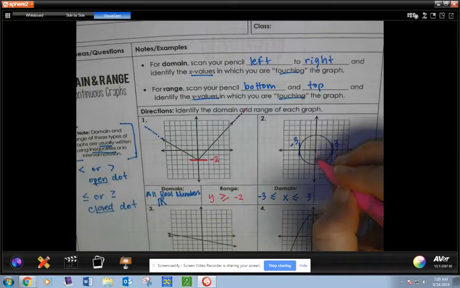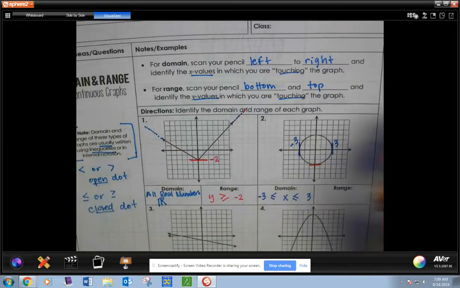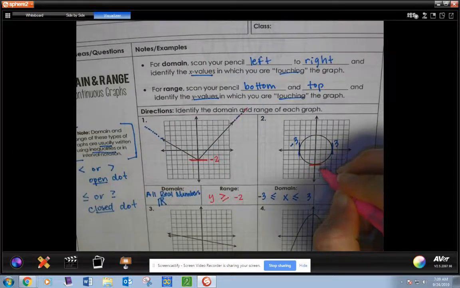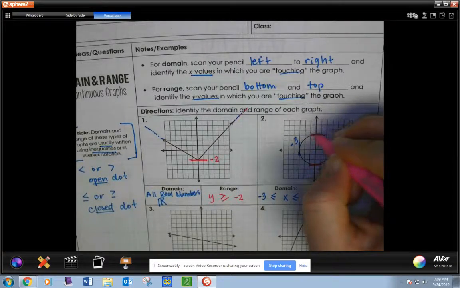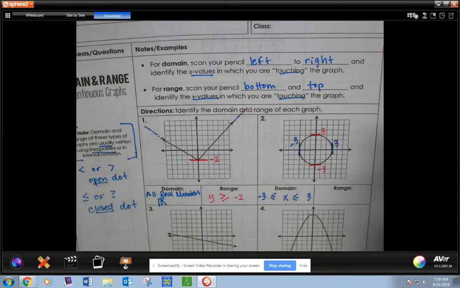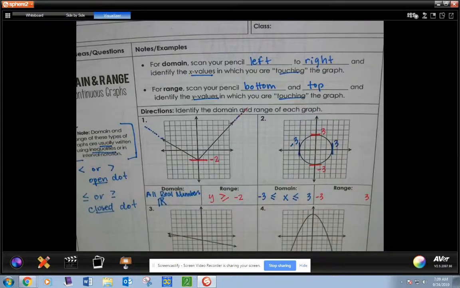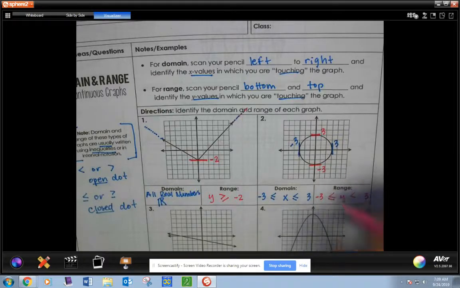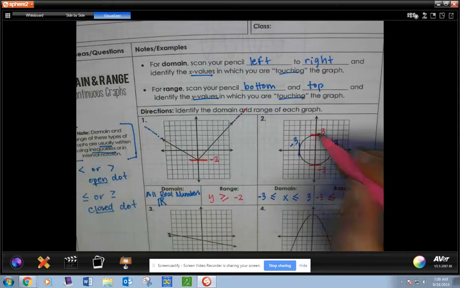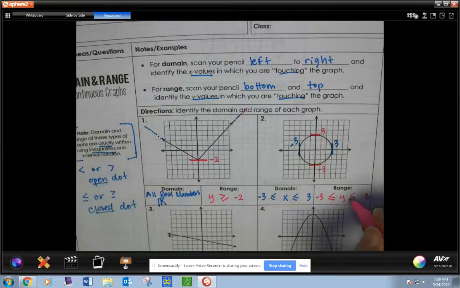So now I move on, and I'm going to do range, which is bottom to top. So I'm going to scan to the bottom of the circle, and this is the lowest spot of the circle, which falls at -3. And this is the highest spot of the circle, which falls at +3. So I put the small number on the left, the big number on the right. Range is Y. Always, always use less than symbols in between because you have small to big. And then you ask yourself, is the circle touching the line that I drew at -3? It is, so I get a bar. Is the circle touching the line that I drew at +3? It is, so I get a bar.